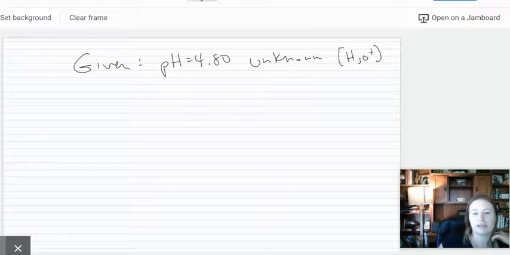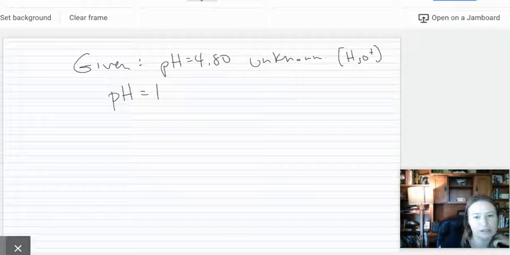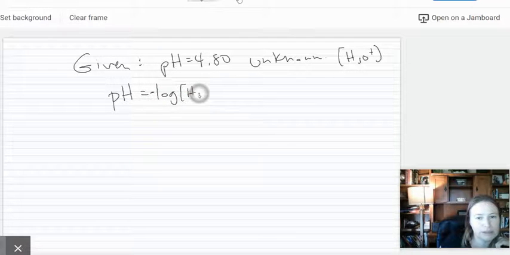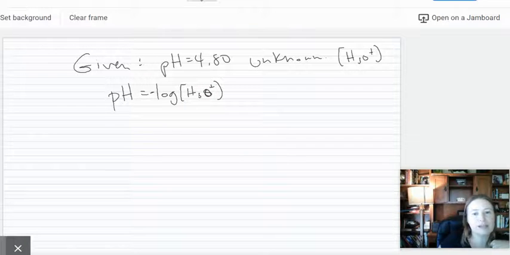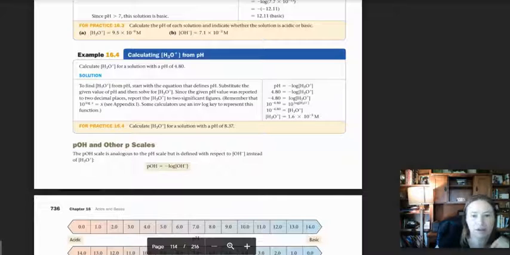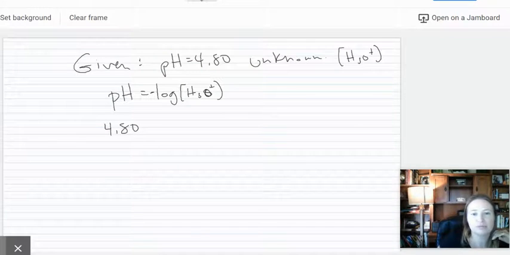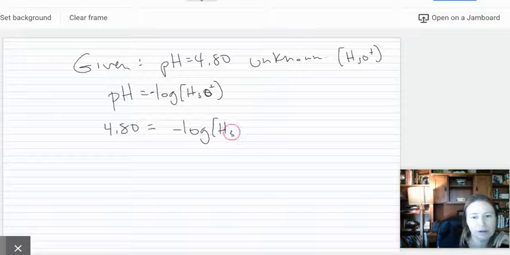Okay, and I'm going to use the equation for pH. pH is the negative log of H3O plus. Okay, and I know pH, it's 4.80. Did I copy that correctly? Yes, 4.80. So I plug that in for pH. It's the negative log of my unknown.